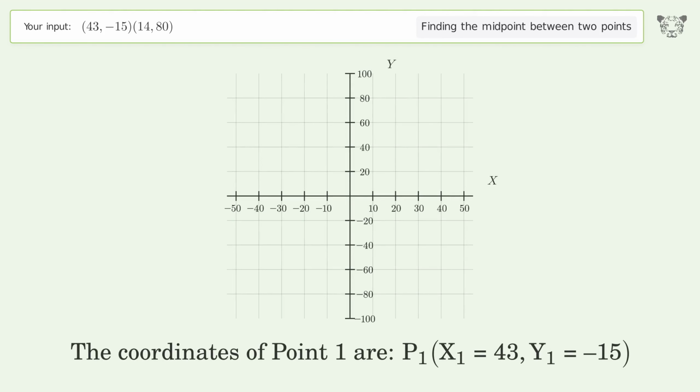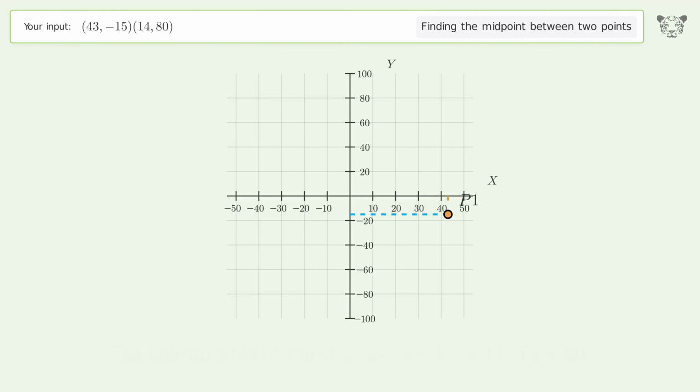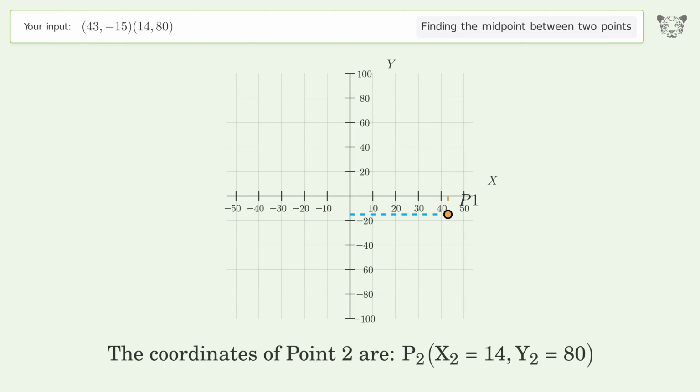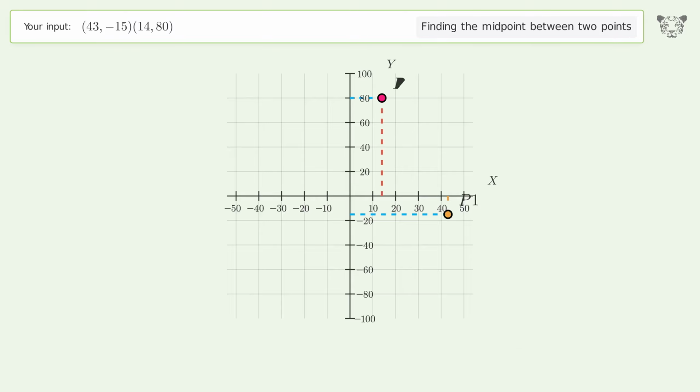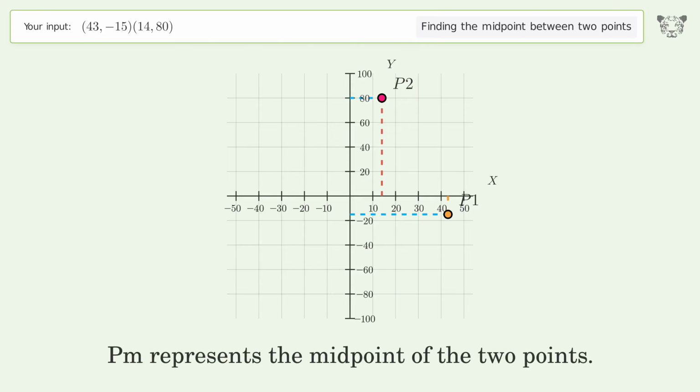The coordinates of point 1 are x1 equals 43, y1 equals negative 15. The coordinates of point 2 are x2 equals 14, y2 equals 80. PM represents the midpoint of the 2 points.